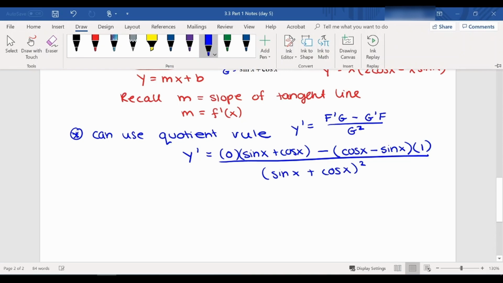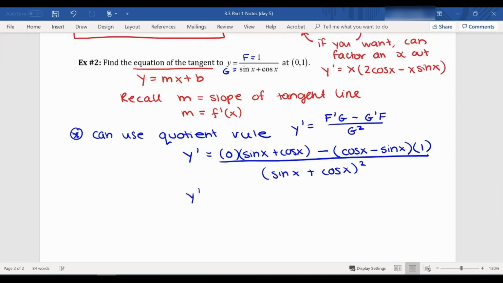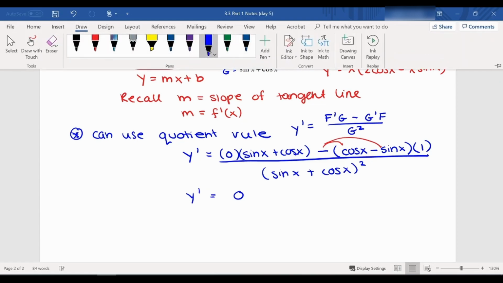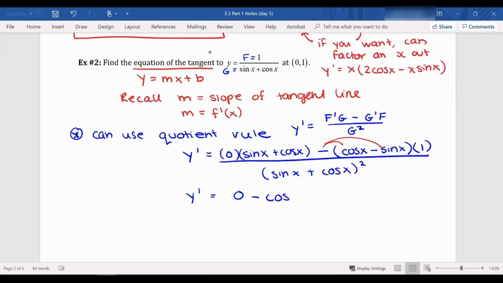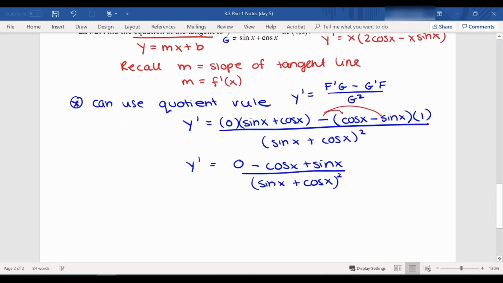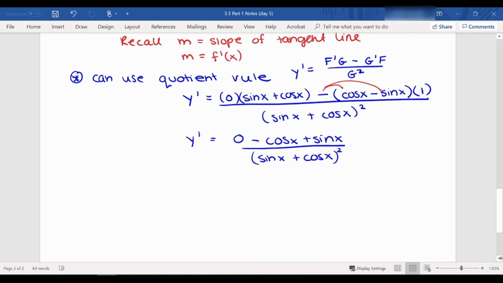So what this gives us is our first term is 0 times a bunch of stuff, so that's just 0. And then the second one, we can distribute this negative into the brackets. The 1 we don't need to do anything with here. So we get negative cosine x plus sine x all over sine x plus cosine x squared. Now we're at a specific point.